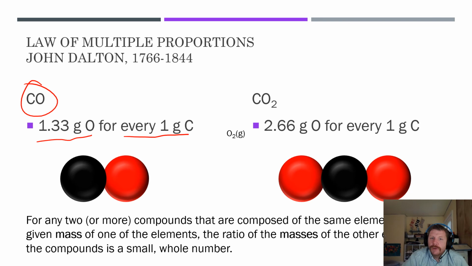At the same time, carbon and oxygen can also combine in a ratio of 2.66 grams of oxygen for every 1 gram of carbon. So these are both combinations of carbon and oxygen. One happens to be 1 carbon to 1 oxygen, and the other happens to be 1 carbon to 2 oxygens. So the law of multiple proportions is true: two elements can combine in different ratios.